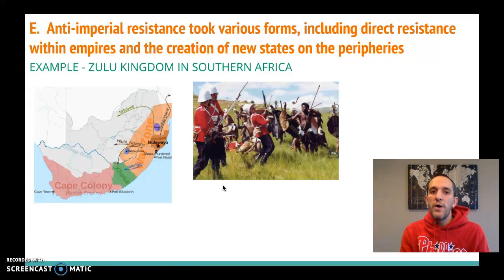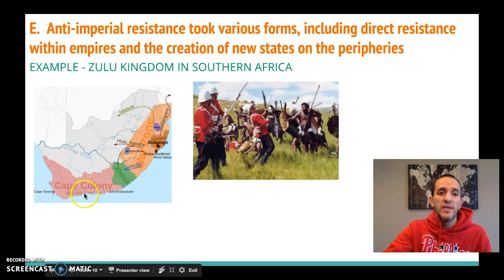Two more things here. One, some people are going to rebel. Sometimes it's going to be direct rebellion, sometimes it's going to be protest. One example here is when the British conquer southern Africa here, there is a group of people who are going to fight back. They're called the Zulus. This is kind of a reenactment of it. The Zulus are going to create their own country or state on the edge here and try and launch attacks against losing their land to the British.